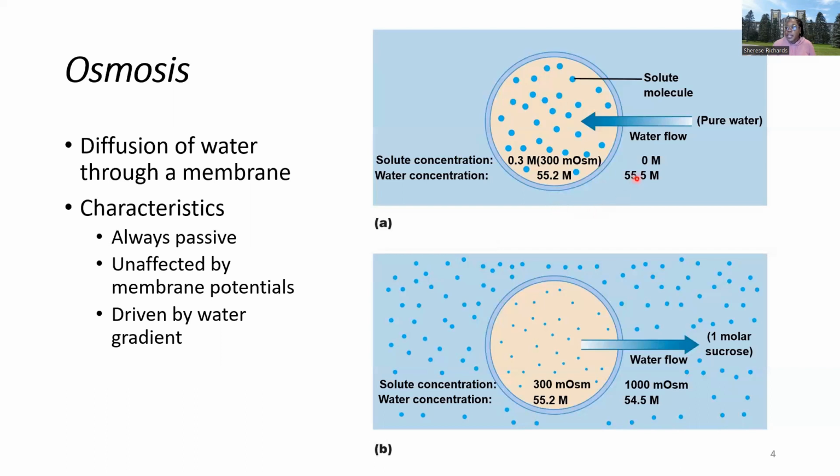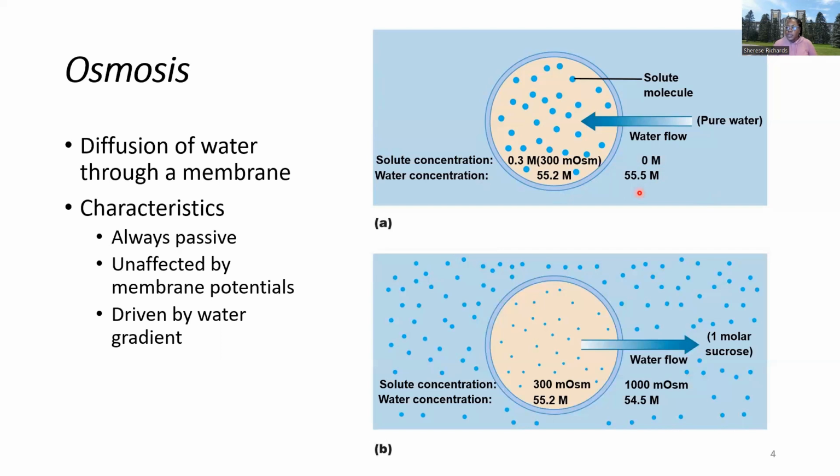If we think about the external environment, so what's happening outside the cell, and we compare that to what we just described inside the cell, the outside of the cell has 0 moles. So there's pure water on the outside of the cell. 0 solutes are dissolved in the solution on the outside, whereas the water concentration is going to be slightly higher now. It's going to be 55.5 moles.